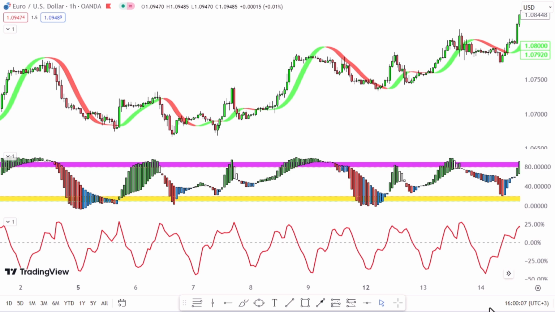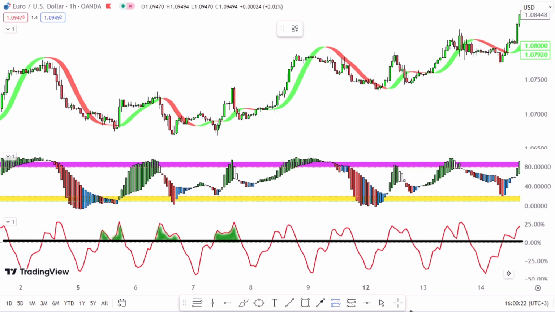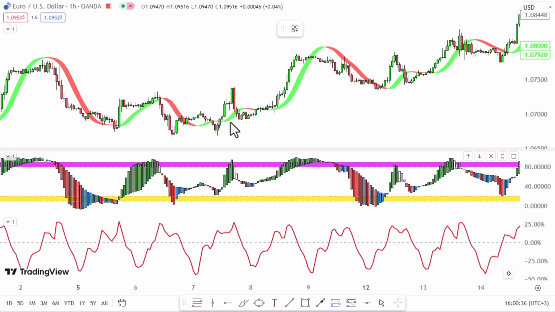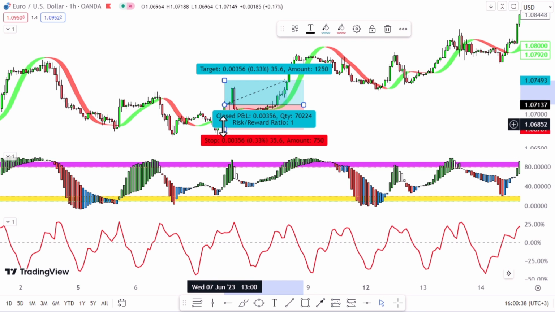However, before we do so, we will need to check if there is enough volume in the market. Let's take a look at the volume oscillator indicator. As you can see, the volume oscillator is currently above the zero line. This shows us that there's a high chance of there being enough volume to push the price further in the upward direction. Because of this, let's enter into the buy position here.